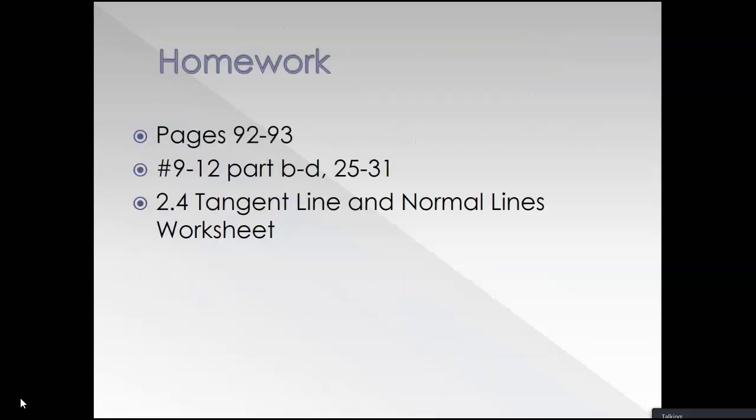And both parts B and D, you're doing 25 to 31 and the next worksheet in your packet. So again, it's on Fusion. It's also in your packet. You're uploading your work tomorrow morning and then working on the Chapter 2 textbook problems.